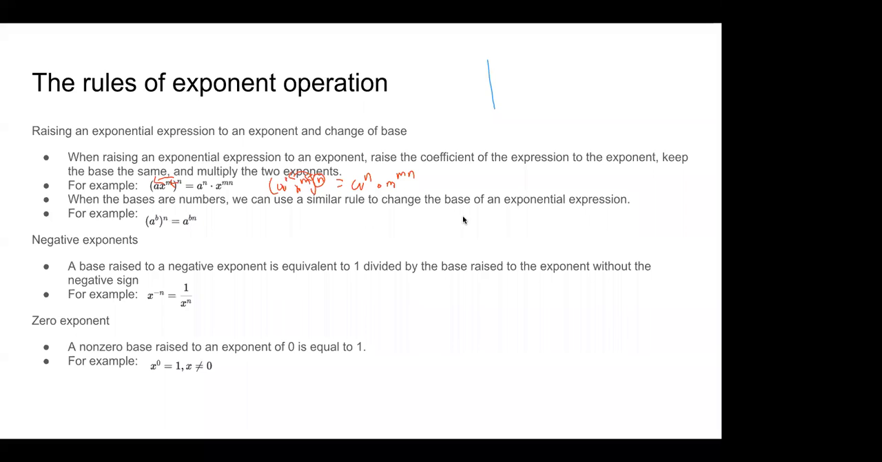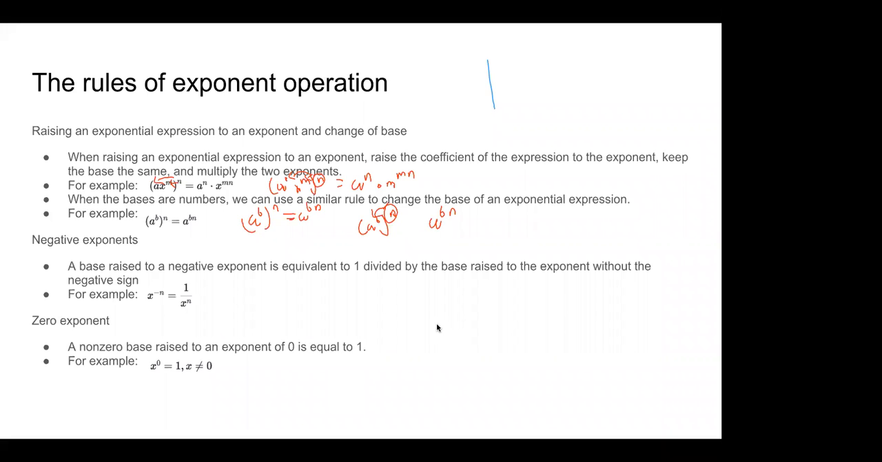So when the bases are numbers, we can use a similar rule to change the base of the exponential expression. For example, a to the b, to the n, equals a to the b n. This is because, as I said before, when you have an exponent outside, you just multiply it with whatever exponents are inside, and you get a to the b n.